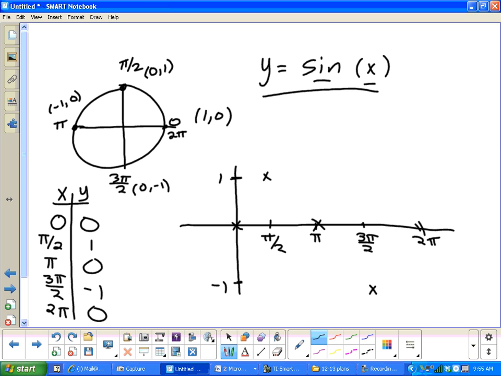Now, are you starting to understand the cycle here? What's it doing? It's going back and forth in between -1 and +1. Okay, so this one starts at 0, goes up. So this is like a curve.